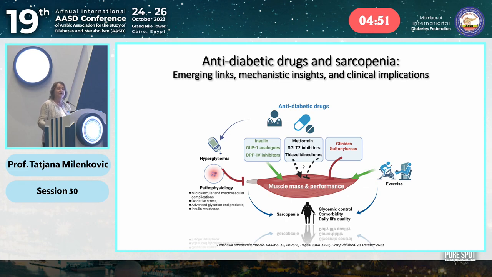Regarding the drugs that we are using for diabetes, there are some drugs with a proven positive effect on development of sarcopenia in patients with diabetes, especially use of insulin, GLP-1 analogs, and DPP-4 inhibitors. Neutral, positive, and negative, you will find different results in different studies regarding metformin, SGLT2 inhibitors, and thiazolidinediones. And finally, there is a negative effect of glinides and sulfonylurea on persons with sarcopenia.